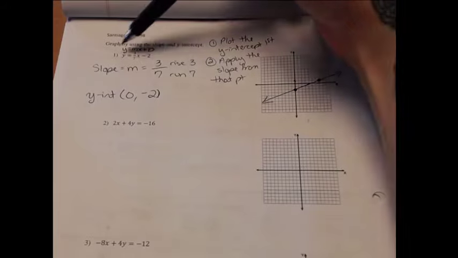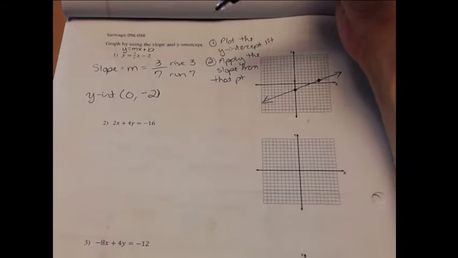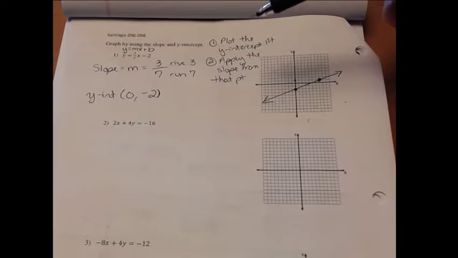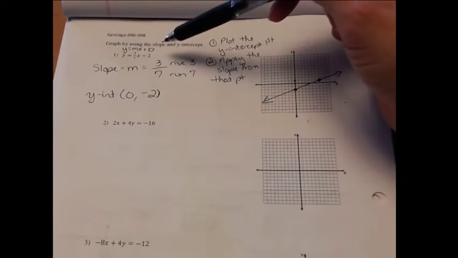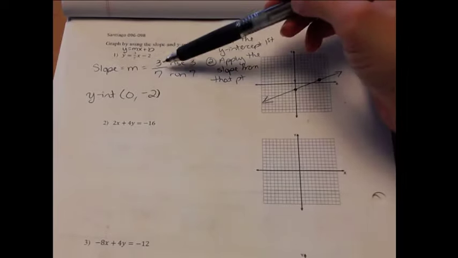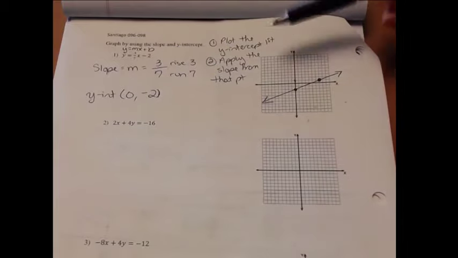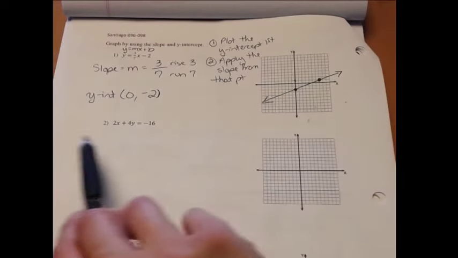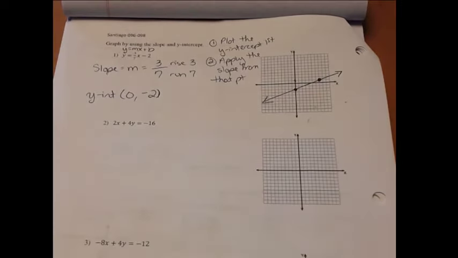Make sure your equation is in slope-intercept form. So we're going to make sure that the line is in slope-intercept form, and then state what the slope is, state what the y-intercept is, and then just plot the y-intercept first, then apply the slope. Okay, let's take a look at number 2. 2x plus 4y is equal to -16. I want you to notice here that this is definitely not in slope-intercept form.